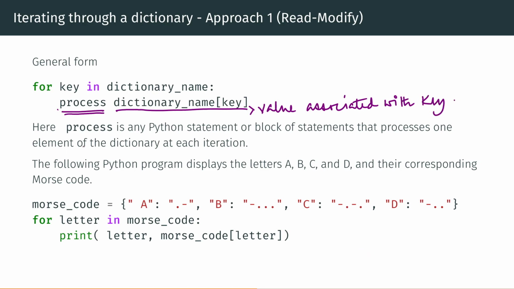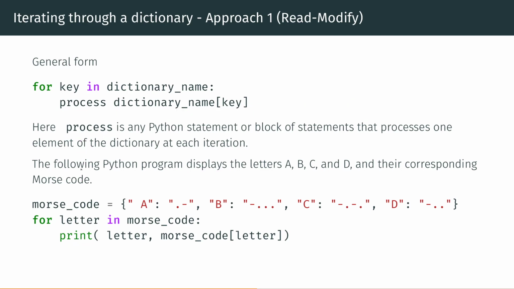Okay, and here process is any Python statement or a block of statements that processes the element of the dictionary at that iteration. Okay, so here's the example. The following Python program displays the letters A, B, C, D and their corresponding Morse code. So in this example, the process is just displaying, print. That's the process.